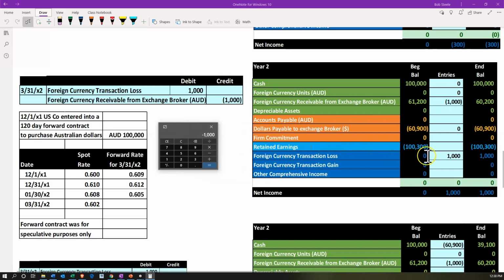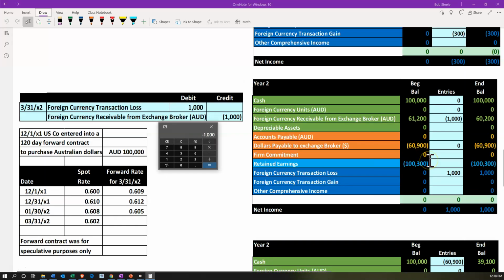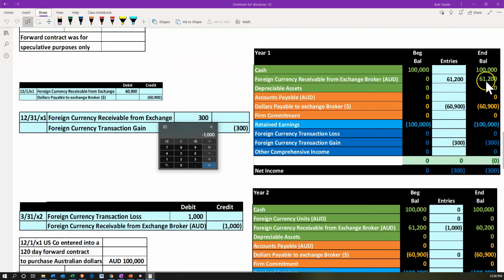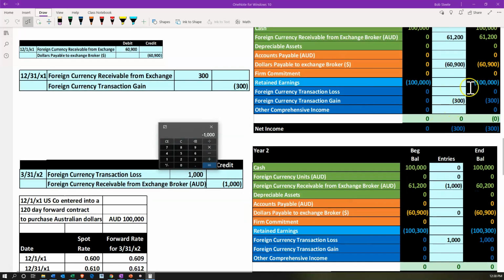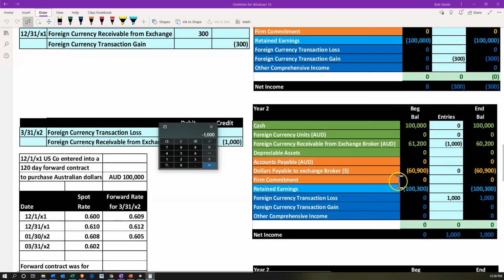Also note that we are currently in year 2 now. So in year 1, you'll see that we took our ending balances here. Those are going to be our beginning balances for year 2 at this point in time. The equity section now being closed out. So we have the 100,000, the 300 represented in the retained earnings, 100,300 here. So this is like the post-closing trial balance after year 1 or the beginning balance for year 2.